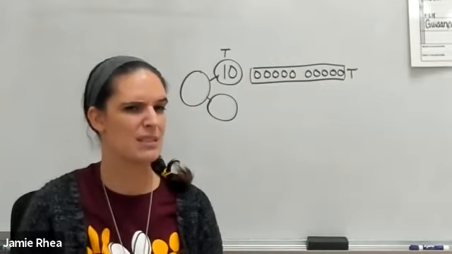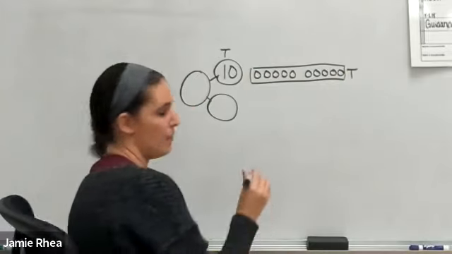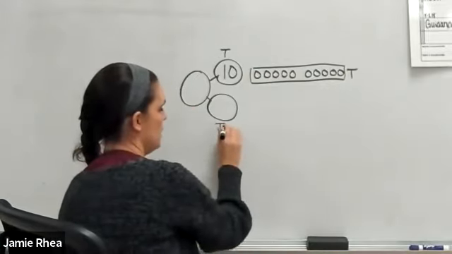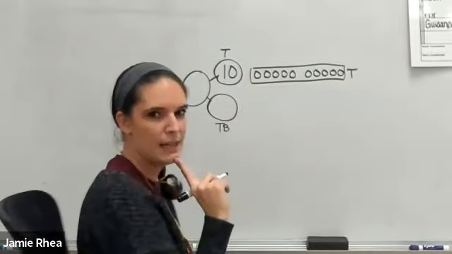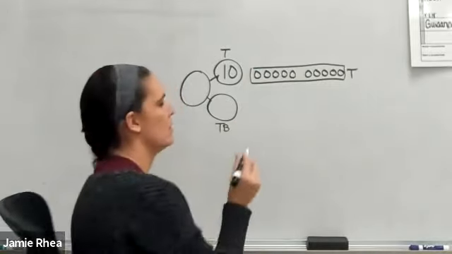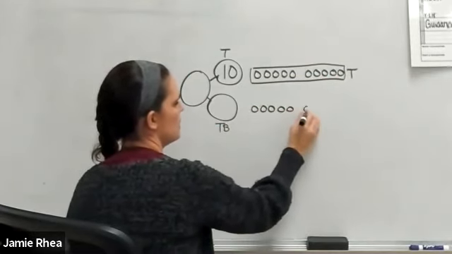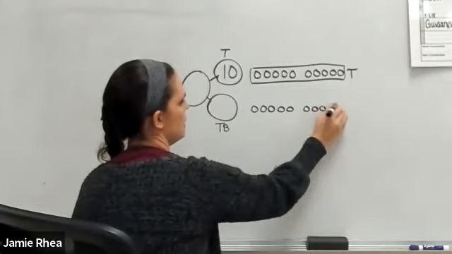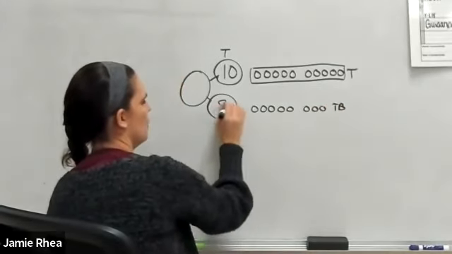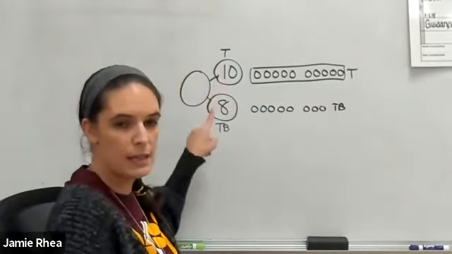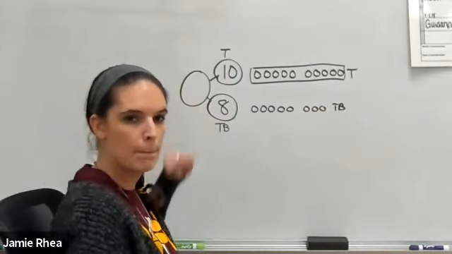So I'm going to put a TB for table. TB, table. And how many did I have? I had 8. So I need to draw 8. 1, 2, 3, 4, 5, 6, 7, 8. TB for table. Now, I know that 10 and 8 more make 18.